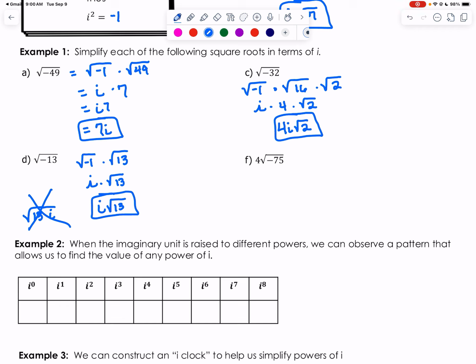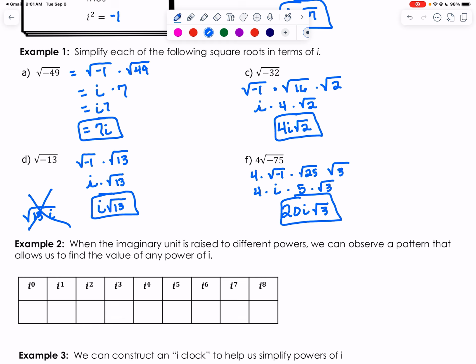All right, problem F. We have 4 times the square root of negative 75. So I'm just going to simplify this. 4 times square root of negative 1. And for 75, I'm going to break it down to 25 and 3. So this would be 4 times i times 5 times square root 3. Now multiply the 4 and the 5 together to get 20i square root 3.